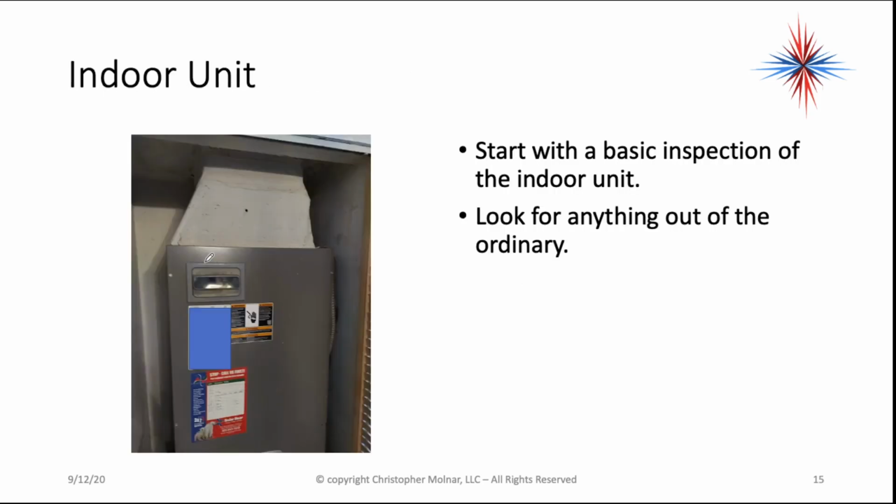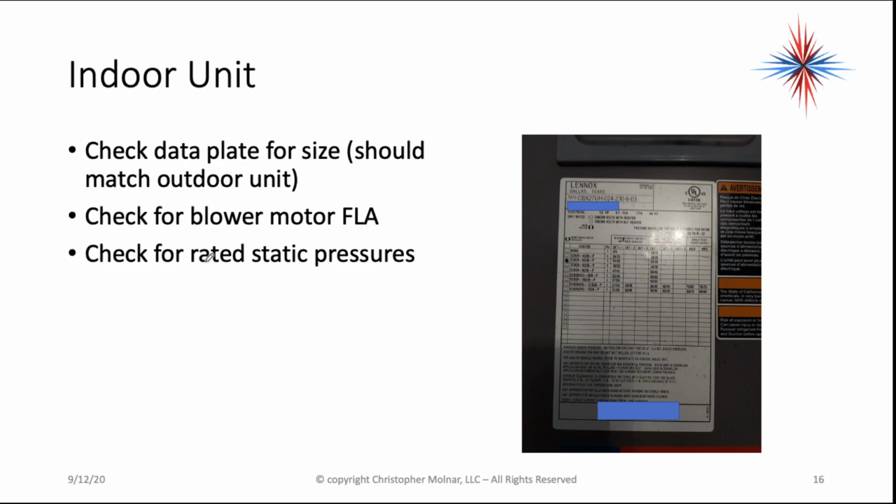Start with a basic inspection of the indoor unit. By the way, I did block off serial numbers for customer privacy purposes here. That's what the blue square is. Look for anything out of the ordinary. Check the data plate for size. It should match the outdoor unit. Again, in this case, we're looking at the data plate, and there's an 024, which is part of the data plate. That tells me it's a 2-ton unit. You know what? I have a match.